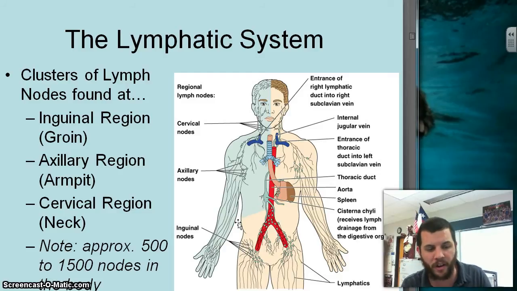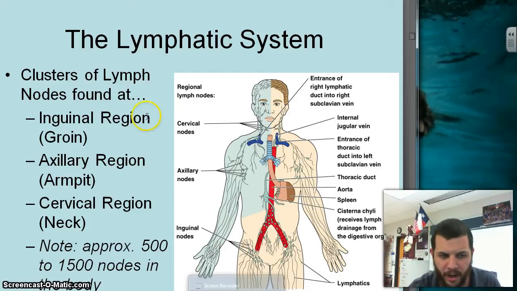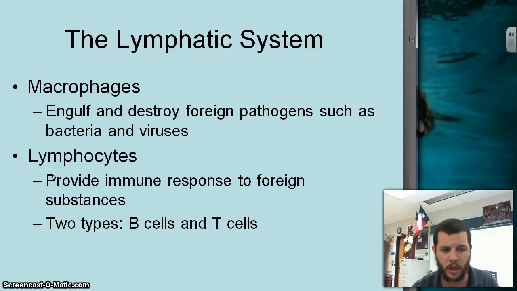We have clusters of lymph nodes. You find lymph nodes all over your body, but they're mainly found in clusters. Some of those cluster areas are the inguinal region, which is the groin, the axillary region, which is your armpit, and the cervical area, which is your neck. You've got roughly 500 to 1,500 lymph nodes in your body.